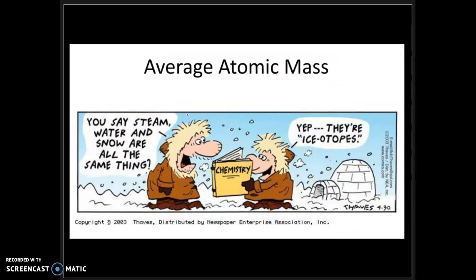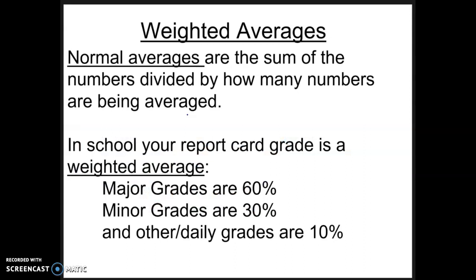Now, that was just a quick review of what an isotope is. What we're going to get into, in the bulk of this video, is how to calculate average atomic mass. So, average atomic mass is a weighted average. What's the difference between a weighted and a normal average? A normal average is where you just add up all the numbers and divide by how many are being averaged. A weighted average, which is what average atomic mass is, is like school.